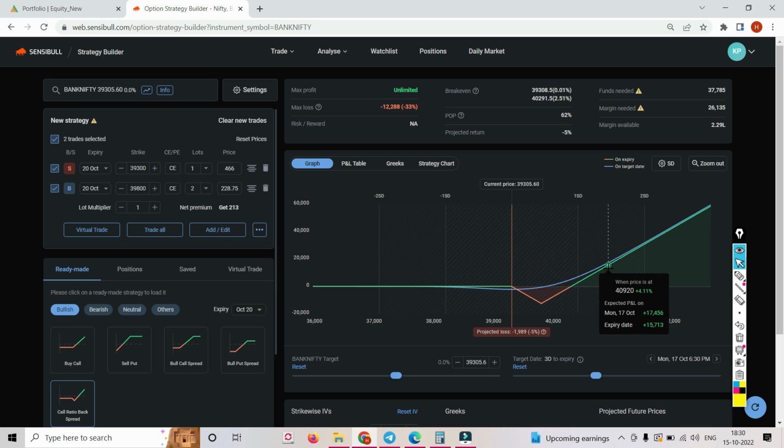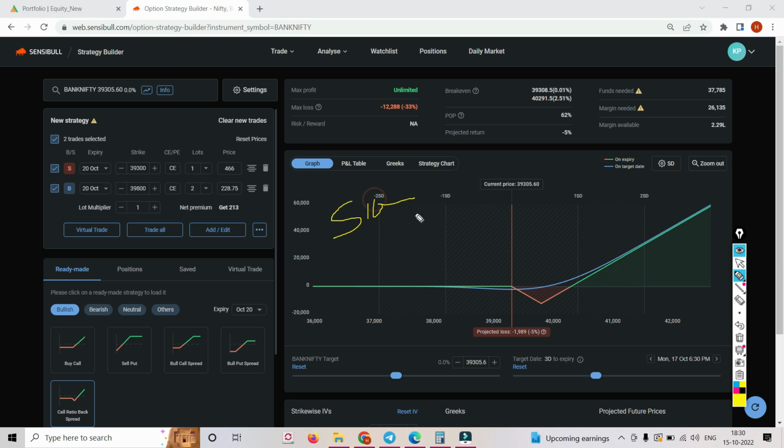What will happen to this blue line when the market opens on Monday? How will this blue line behave, and what will be your MTM loss? For that I'll make a dedicated video, and this is one of my signature strategies, friends.